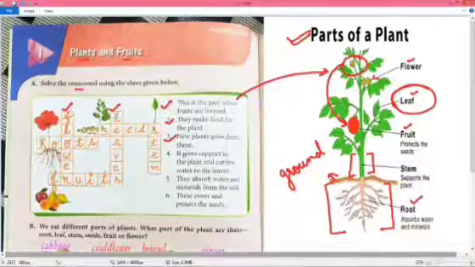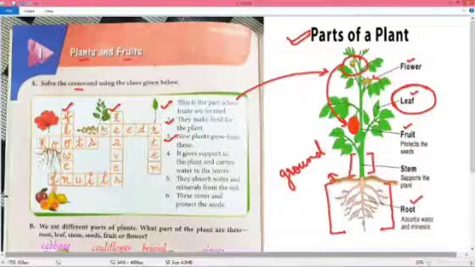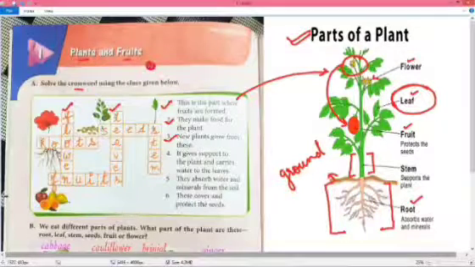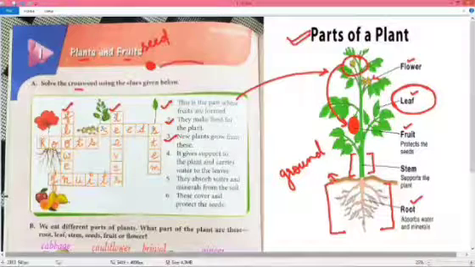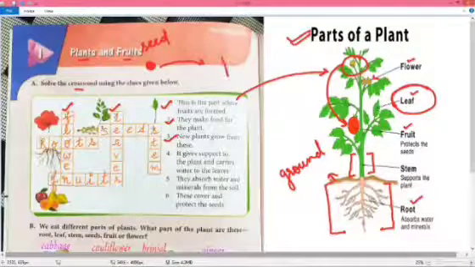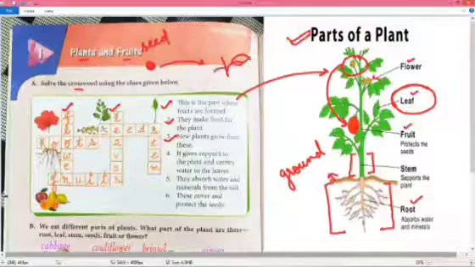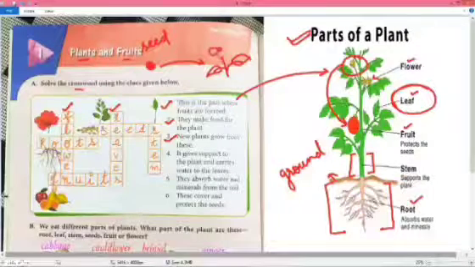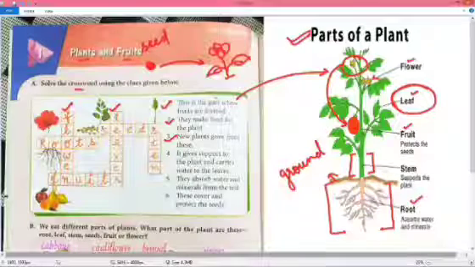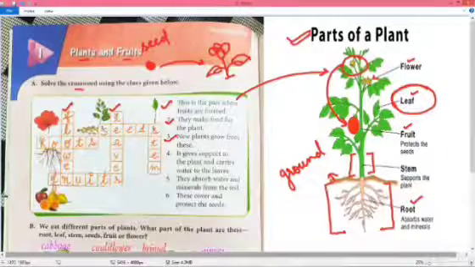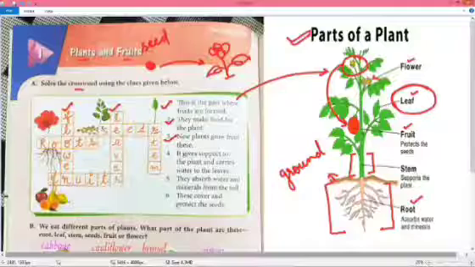Number 3, new plants grow from these. Now all of you might have seen that if you put a small seed below in the soil, what happens? It grows and becomes a new small plant. So new plants come out from the seed. So the answer will be seeds.